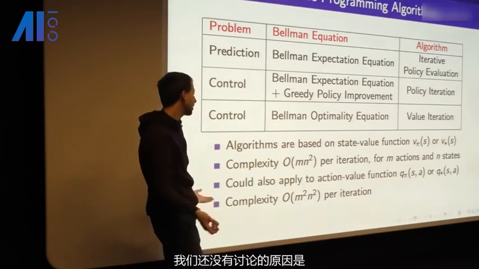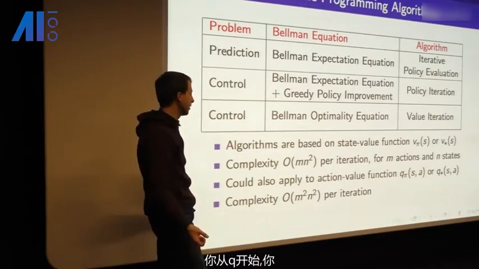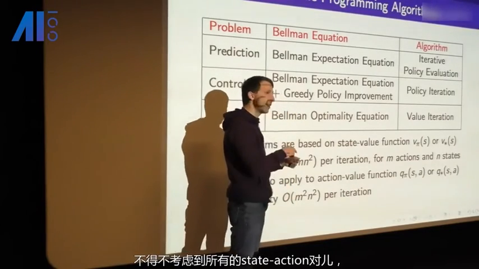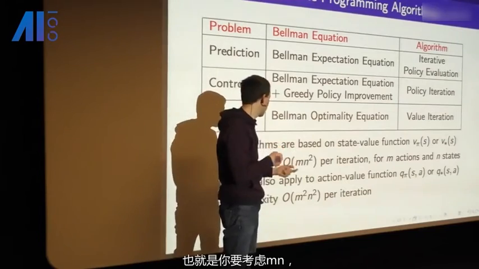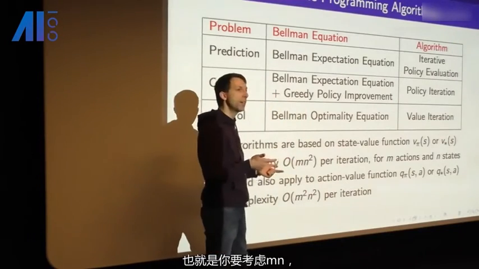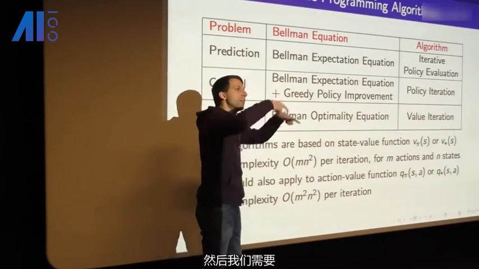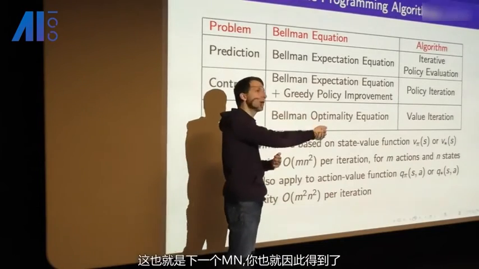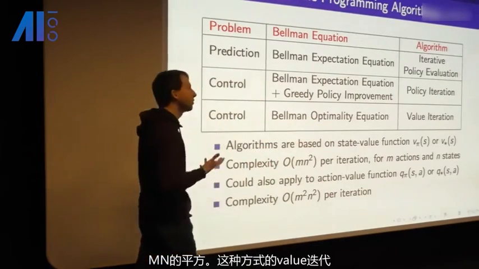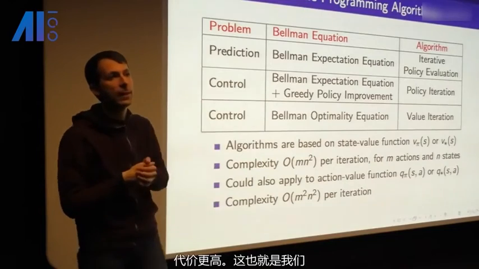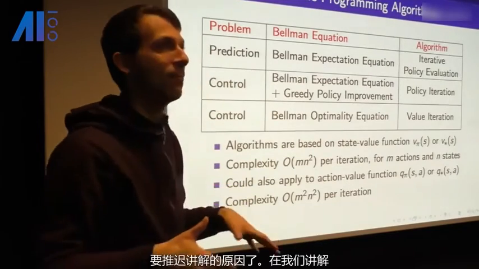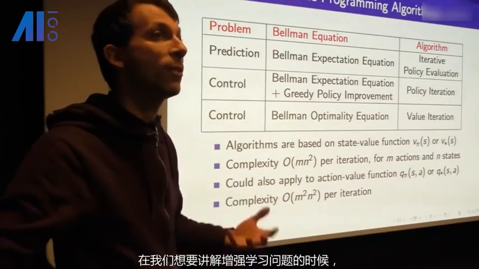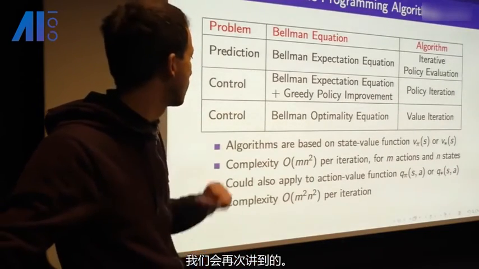One reason we haven't discussed them is that they're high complexity. You start with your Q, so you have to consider all state action pairs, so that's mn things that you consider, and now we're considering all next state actions that we take at the successive step, which is another mn, so you get m squared n squared. It's just a more expensive version of value iteration. But there are very good reasons to do this later, which we'll come back to, when we want to do model-free control, when we want to do the full reinforcement learning problem.